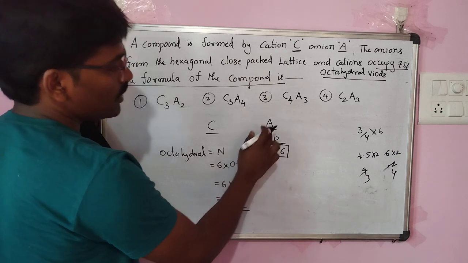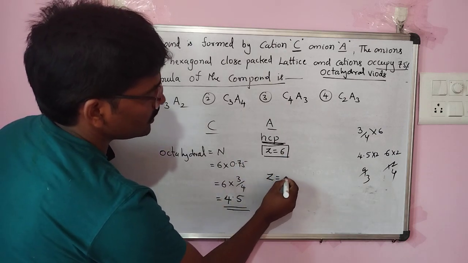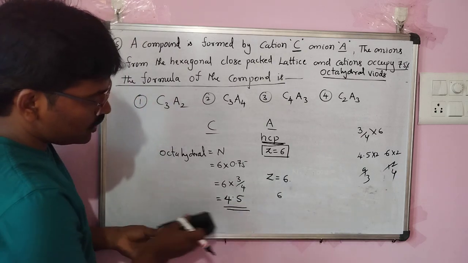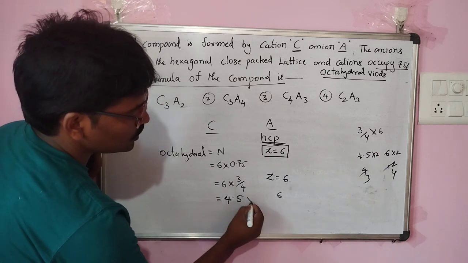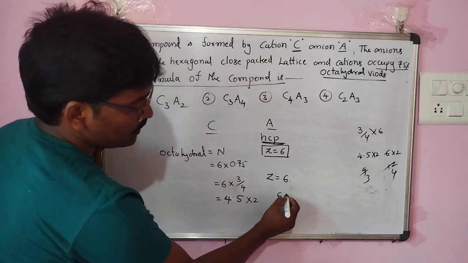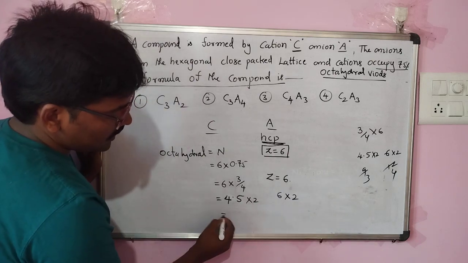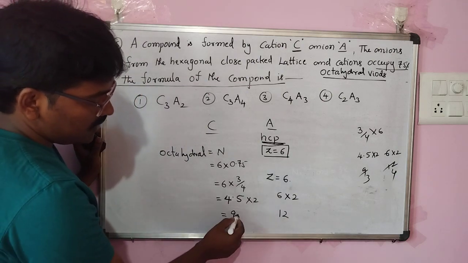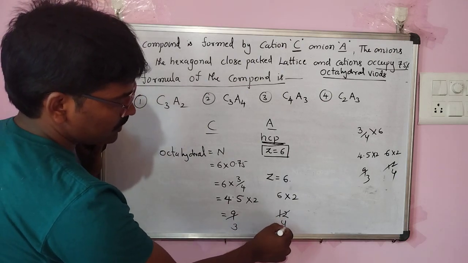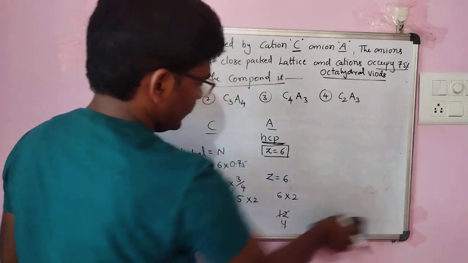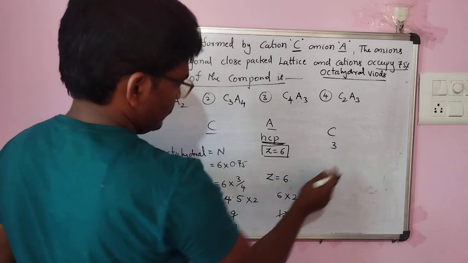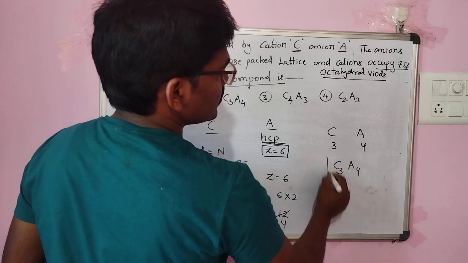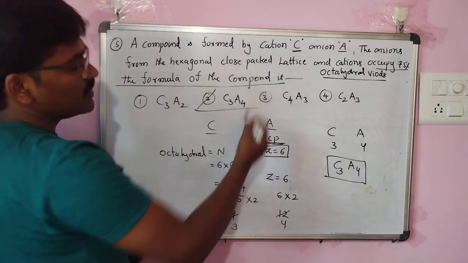What about the A atoms? For A, Z equals 6. To get whole numbers for both, you have to multiply by 2. Multiplying C by 2 gives 9, and for A you get 12. So 3 3s and 3 4s. Finally, we got 3 C atoms and 4 A atoms. So C3A4 is the answer. Thank you.